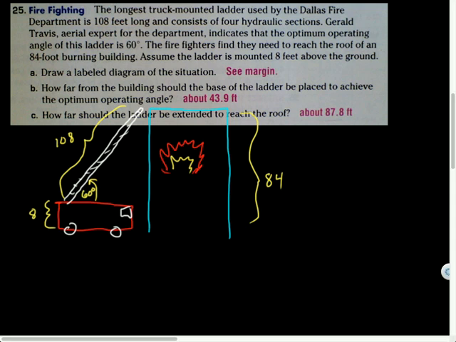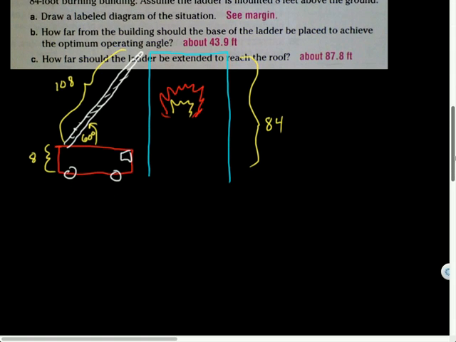Let's see. Question B: how far from the building should the base of the ladder be placed to achieve the optimum operating angle? Well, let's figure this out. I might simplify my diagram for part B into just a right triangle.